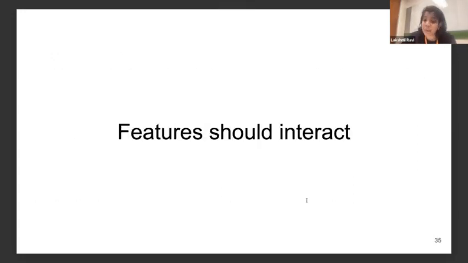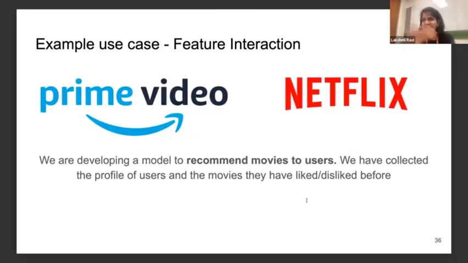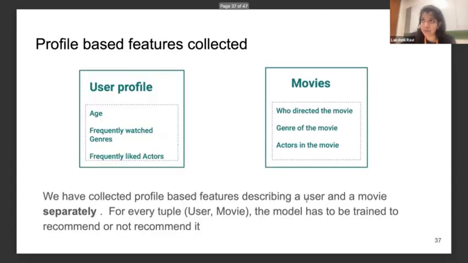So the third question is whether features should interact. How do you know if you want your features to interact? An example is Prime Video or Netflix. You're starting with what movies you're recommending for your users, depending on what they have liked before. And you have this profile-based feature for the user and for the movie. What is the age, the frequently liked actors, who directed, and so on.